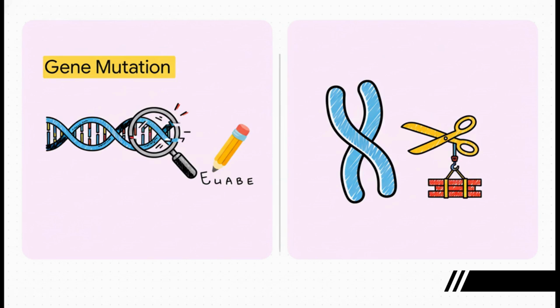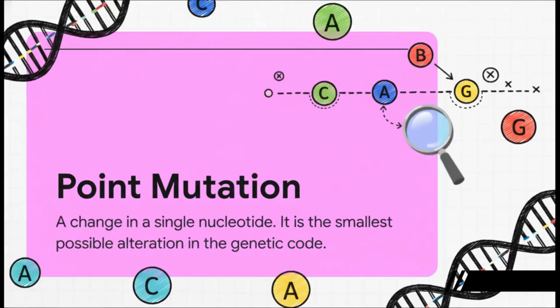You've got gene mutations, which are like single typos. And then you have chromosomal mutations, which are more like accidentally deleting or rearranging whole chapters of the DNA instruction manual. Seriously, students mix these up all the time, so getting this straight in your head right now gives you a massive advantage. So the most fundamental type of gene mutation is called the point mutation.